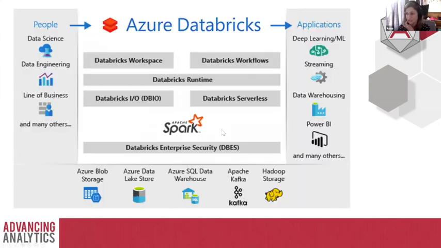And just similar to the illustration for Spark, we've got our data scientists, engineering, line of business on one side, the data on one side, and on the other side, applications, like deep learning, warehousing, Power BI, and Spark and Azure Databricks sitting in the middle, like your ETL transformations in the middle. And along the bottom there, we've got Kafka, Hadoop, data lake store, blob storage.